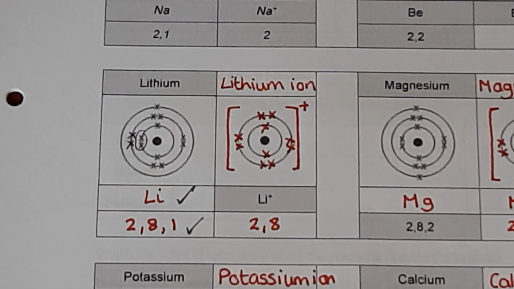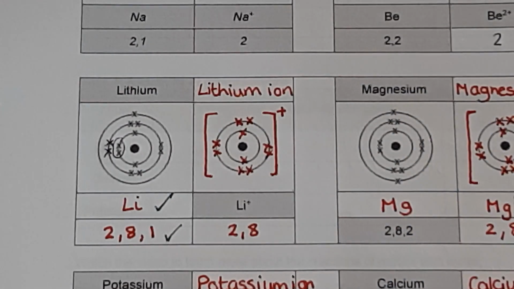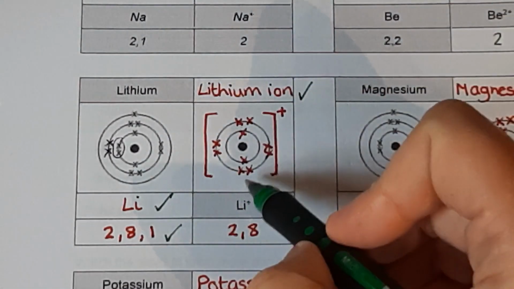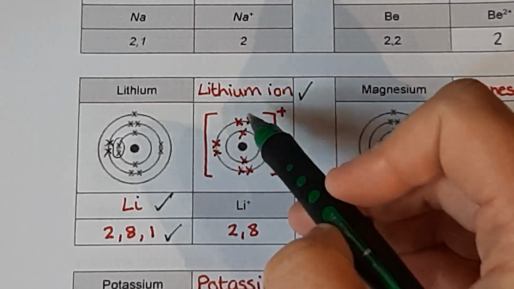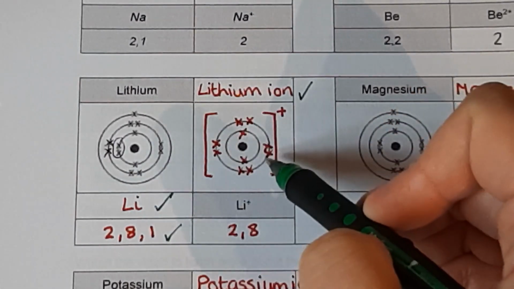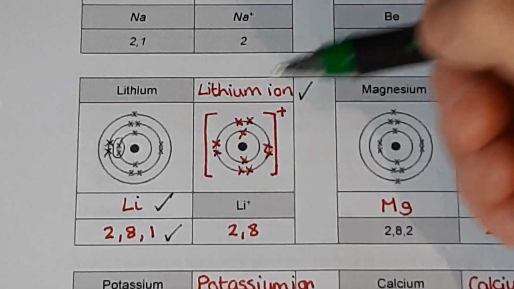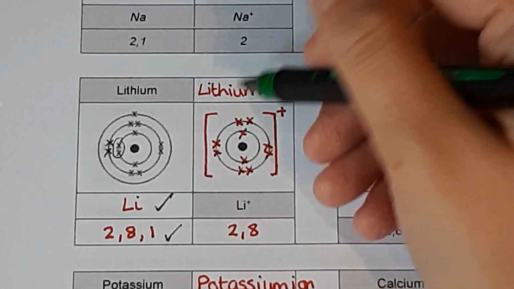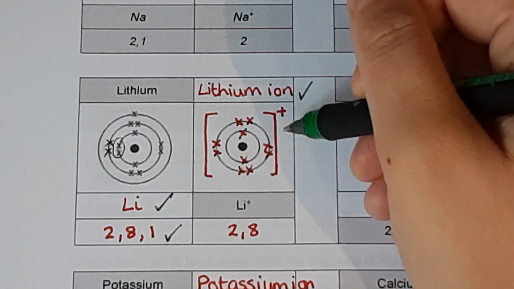Then the lithium ion, so you should have labelled it lithium ion. And then it should have the 2 electrons in the inner shell and then 8 electrons in the outer shell. They don't have to be arranged like this, but this is the best way to arrange them. And it needs to have this big bracket around the outside with a plus.